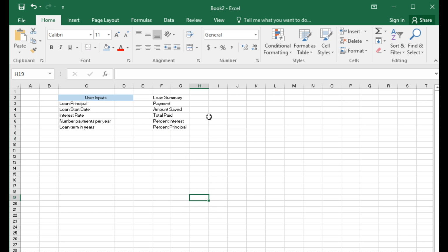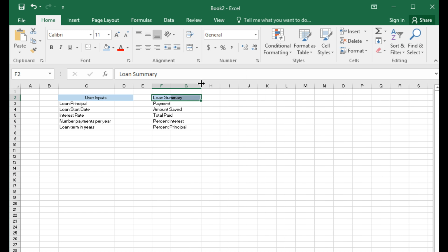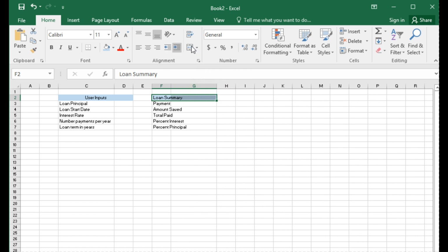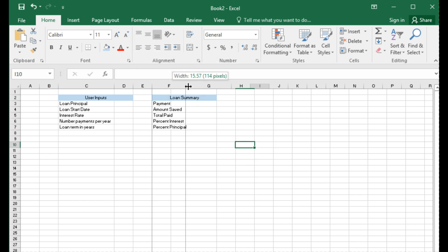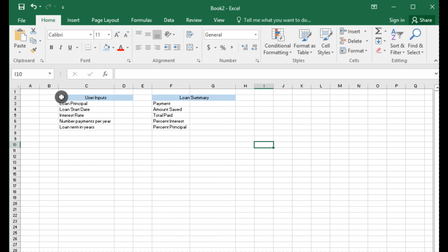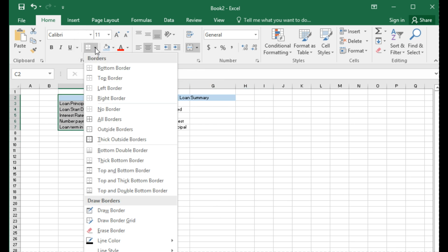So we will see that the percent that goes towards the principal is vastly different than the percent that went towards the interest, which is vastly different than the interest rate. Make my summary look similar to my inputs, and go ahead and merge and center. Look at that. All right. And let's go ahead and put a nice box around these.